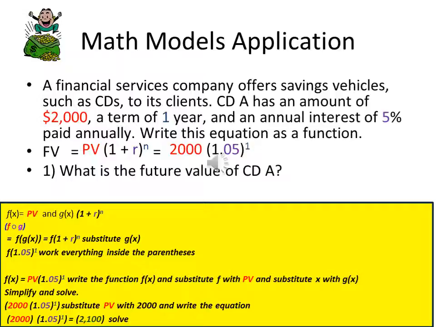Now remember, we were looking for the future value. Future value equals present value times 1 plus the rate to the power of n. Okay? And I will also put your values up for you as well. 2000 times 1.5 to the power of 1. Okay, so how would we write this as a function? This is a great discussion. I'm going to give you 3 seconds to pause. Think about how you would set it up as a function.